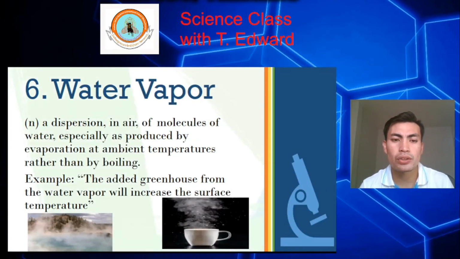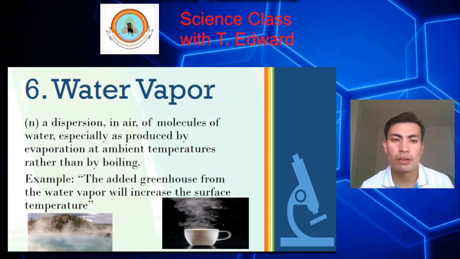Okay, number 6, water vapor. Water vapor is a dispersion in air of molecules of water, especially as produced by evaporation at ambient temperatures rather than boiling. Example: the added greenhouse effect from the water vapor will increase the surface temperature. If you're drinking a coffee, you can see that some of the water will evaporate into water vapor.